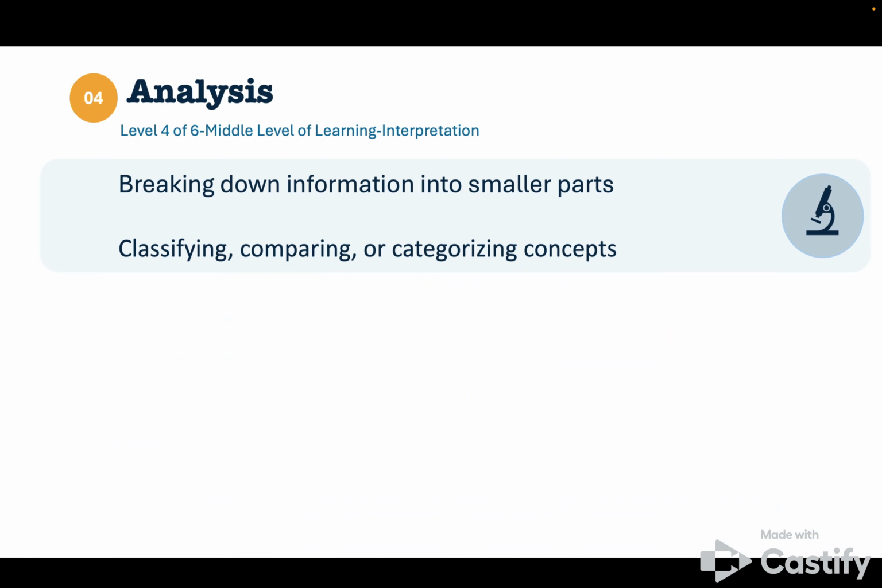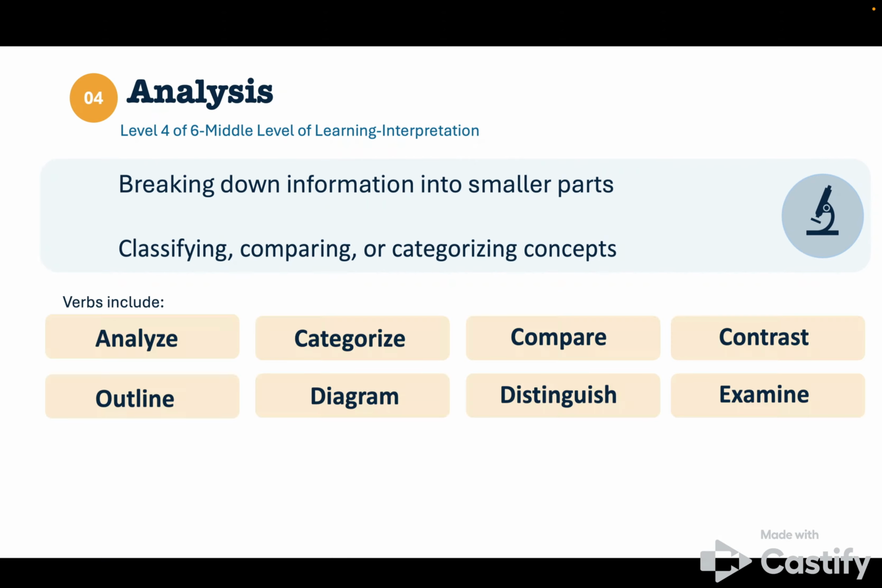Next, we are on to the fourth level, and the fourth level is analysis. At this level, students examine information more deeply by breaking concepts into parts and exploring relationships among these parts. Students may also classify, compare, or categorize concepts. The verbs in this level include analyze, categorize, compare, contrast, outline, diagram, distinguish, and examine.